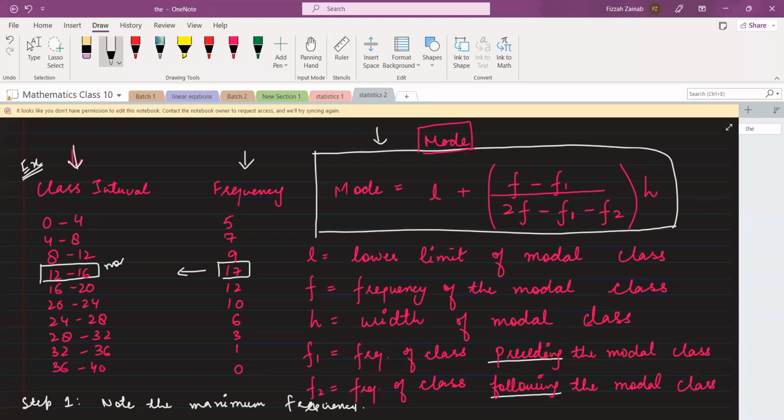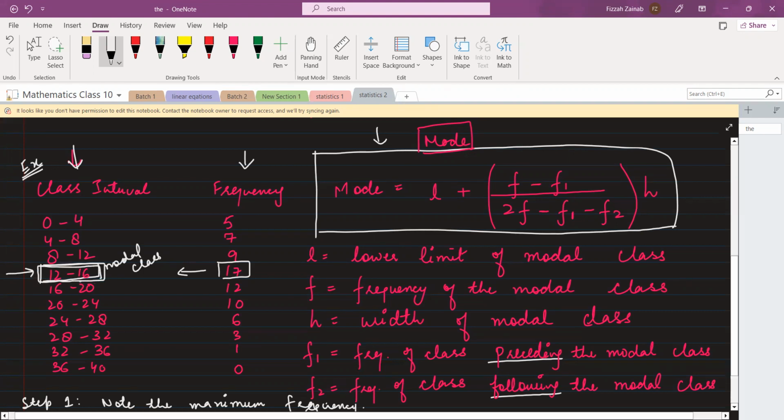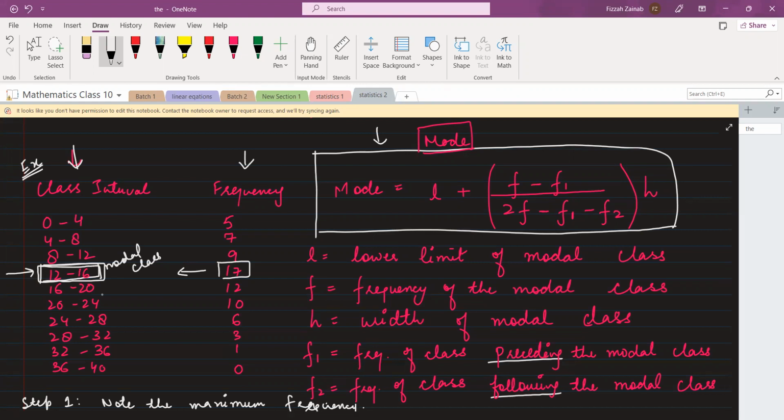So don't write. I'm just saying this is the modal class, right? Make a box like this on it. You don't have to write modal class here. I mean, you can write separately also. I am writing just to explain to you. And this corresponding frequency is your F. Understand? This is the frequency of the modal class as I have written here. All right.